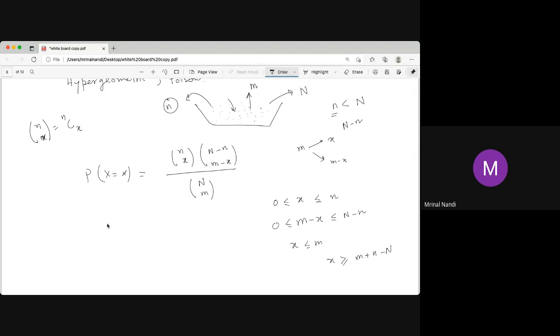So that means your x lies between the minimum of these two, minimum of n or m, and it must be greater than or equal to the maximum of 0 and m plus n minus N. So if m plus n minus N is, say, positive, say 3, we can't take x equal to 0, 1 or 2. It must start from 3. So this is the range, and if x is not in the range, then the probability is 0. So this is called the hypergeometric distribution. And finding the mean, expectation and variance is slightly complicated here, so not going into that.